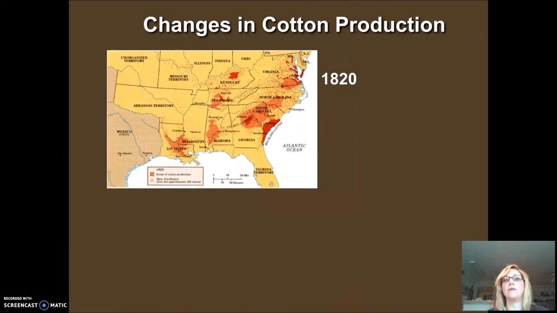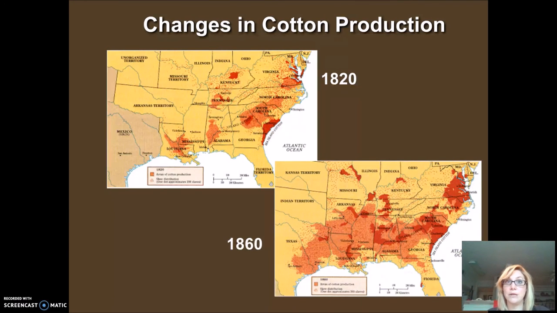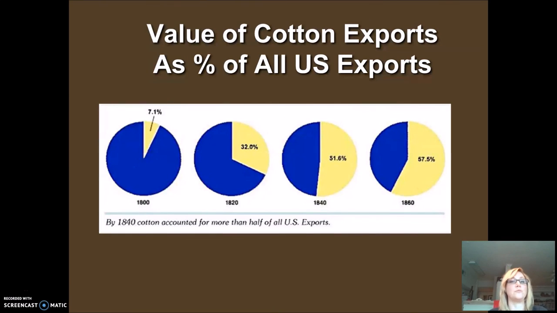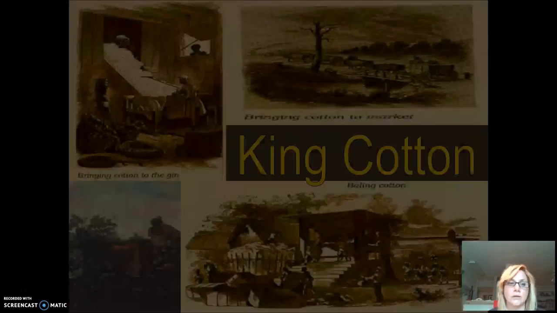All right, and part of that has to do with the changes in cotton production, thanks Eli Whitney. So this is what it was in 1820. And 40 years later, on the eve of the Civil War, look at cotton production. It's pretty large. It's big. Right? Look at the value of cotton exports as a percentage of all U.S. exports, how it grows from 7.1% in 1800 to almost 60% of the nation's exports. So remember, going back to that whole idea of sectionalism and tariffs and strong banking regulations, it really is detrimental to trade in the U.S.